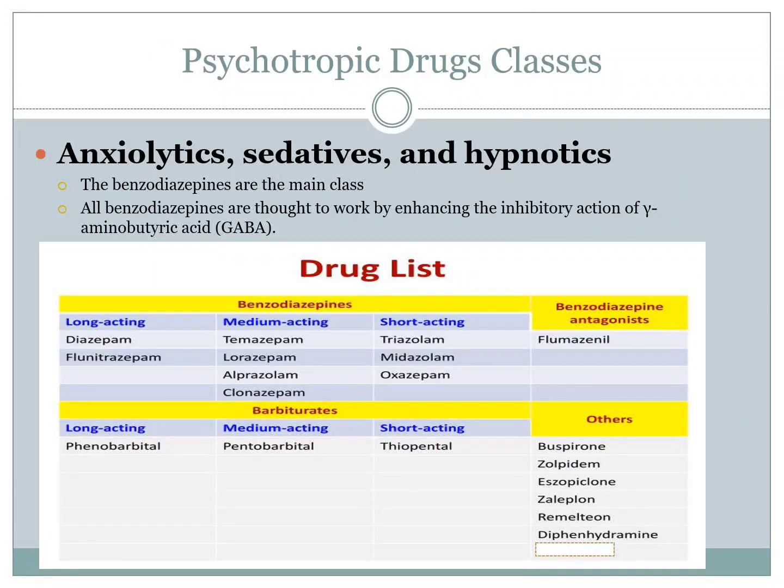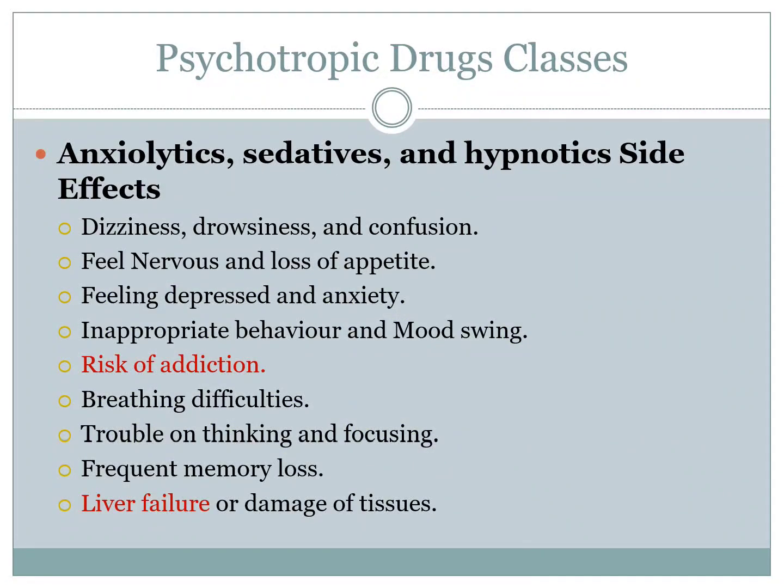Now coming to the anxiolytic drugs, the main class is benzodiazepine. The common examples are diazepam, flunitrazepam, lorazepam, alprazolam, and clonazepam. Midazolam is used in anesthesia. So the side effects of anxiolytics are dizziness, drowsiness, confusion, nervousness, loss of appetite, feeling depressed, inappropriate behavior or mood swings, and risk of addiction is there with benzodiazepine because of tolerance. So if you have to give this drug, give it for a shorter period of time and withdraw after the effect of another drug is achieved.